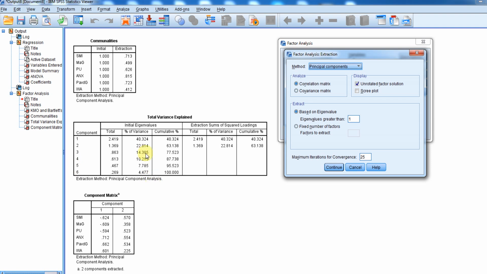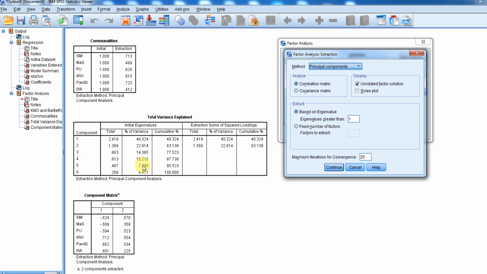In terms of the percentage of variance column, you have the percent of the variation in the original set of measured variables accounted for by each component. So the first component accounts for 40% of the variation. The second component accounts for 22%. The third component accounts for 14%. The fourth one accounts for 10%, and so forth.